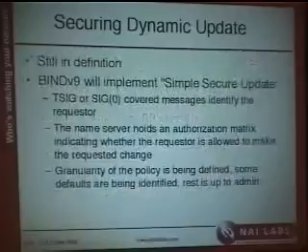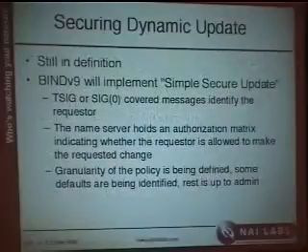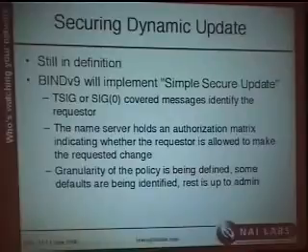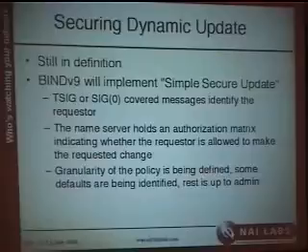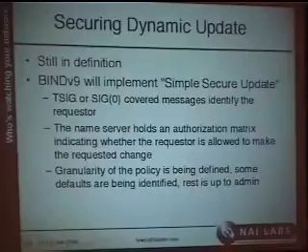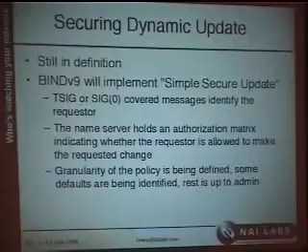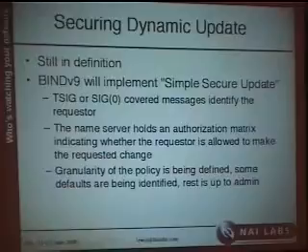Now the fourth part of DNSSEC is the securing of dynamic update. This is still in definition. The implementation of this is one of the later parts of coming out with BIND version 9. There is a proposal called Simple Secure Update, which is a replacement of an earlier proposal for securing dynamic update that hasn't progressed to RFC, but it's still being implemented into the name server.